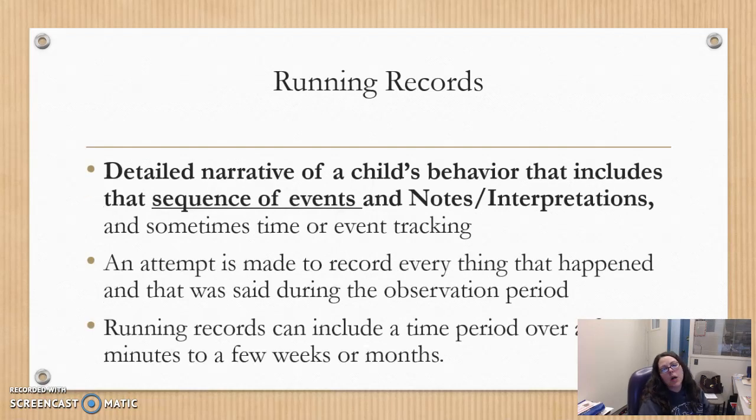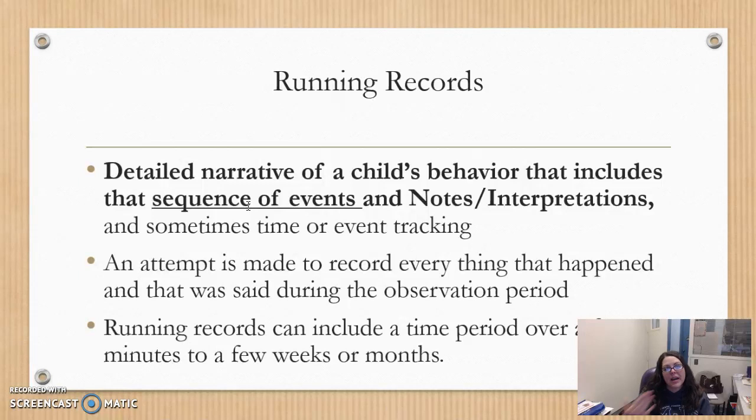All right, so with our running record, running records do differ from our anecdotal notes in a few general ways, and that's what I'm going to talk about. So a running record is a detailed narrative of a child's behavior that includes a sequence of events. So that's the key piece right there. It's a sequence of events. And it includes an opportunity for you to include notes or interpretations of those events and the behaviors or skills that you saw take place during those different events.